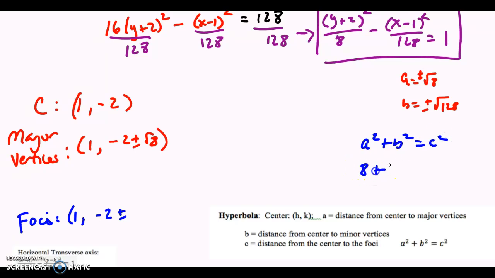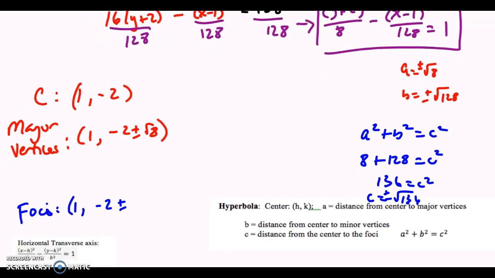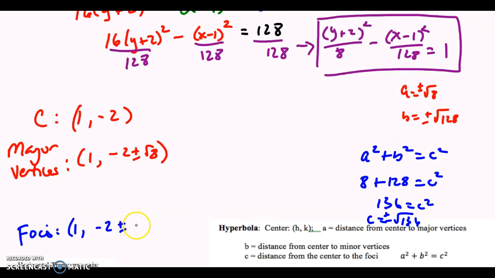So I have 8 plus 128 equals c squared. That's 136 equals c squared. And I know that root can be reduced, but I'm not going to worry about that right now. So 1 comma negative 2 plus and minus the square root of 136. Please check with your teacher to see if they want you to reduce the square roots. I'm not too worried about that at the moment.